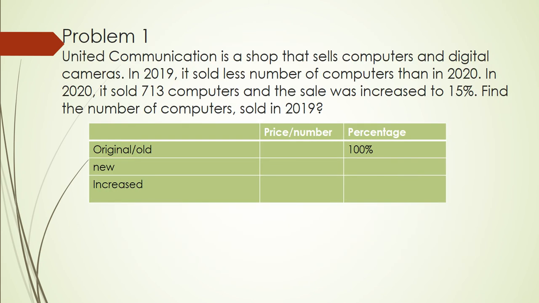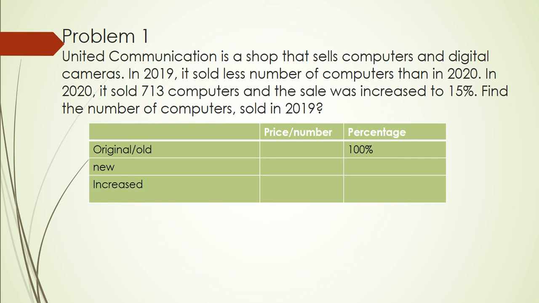Word problem number 1. United Communication is a shop that sells computers and digital cameras. In 2019, it sold fewer computers than in 2020. And in 2020, it sold 713 computers and the sales increased by 15%. Find the number of computers sold in 2019.